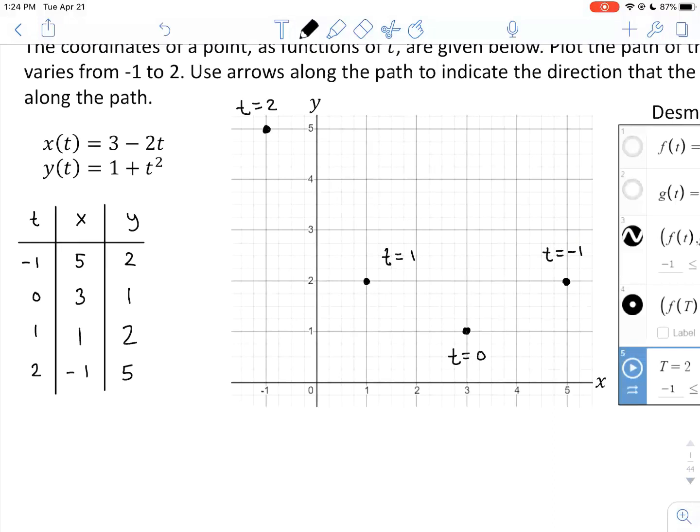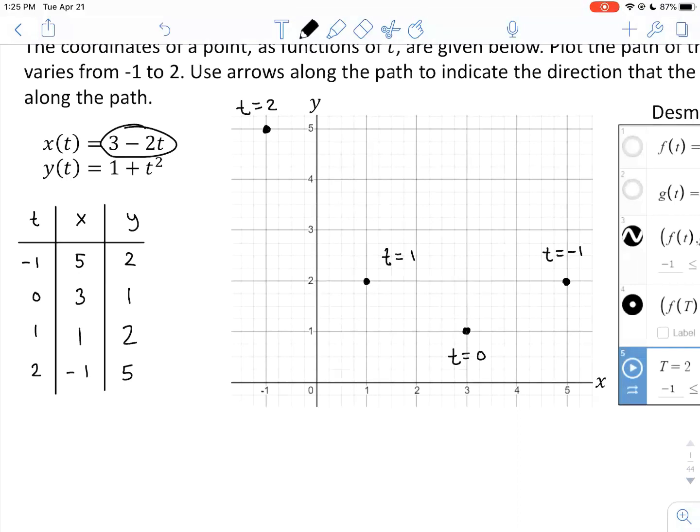Now, this is only 4 data points. We could say, hey, what happens at time 0.1, 0.2, 0.3, 0.4? You'll get a lot more data in here and plot a lot more points. Or we can just understand what's happening as time increases. T is increasing, so 3 minus 2 times t will be getting smaller. The x coordinates started at 5 and they finished at -1.